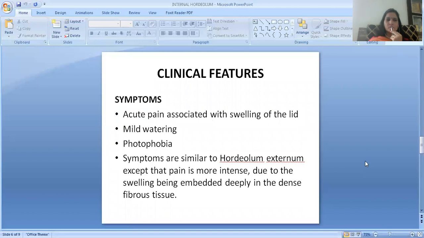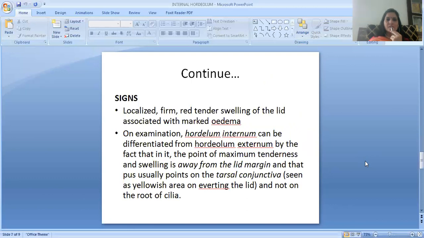Clinical features. The symptoms are acute pain associated with swelling of the lid, mild watering, photophobia. Symptoms are similar to hordeolum externum, except that pain is more intense due to the swelling being embedded deeply in the dense fibrous tissue. Signs: localized firm, red, tender swelling of the lid associated with marked edema.